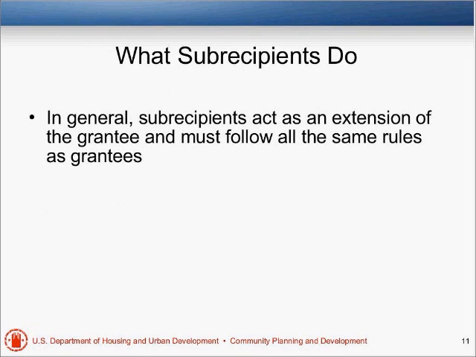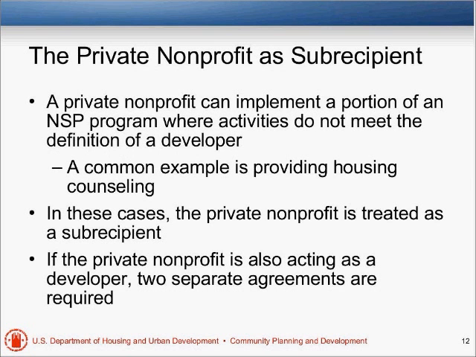General subrecipients act as an extension of the grantee, and they've got to follow all the same rules as grantees. And in a minute, we're going to get into what some of these rules are that they have to follow. Now, we talked about private nonprofits being able to be developers. Private nonprofits can also be subrecipients by implementing a portion of an NSP program, and that is when they're doing activities that don't meet the definition of a developer.